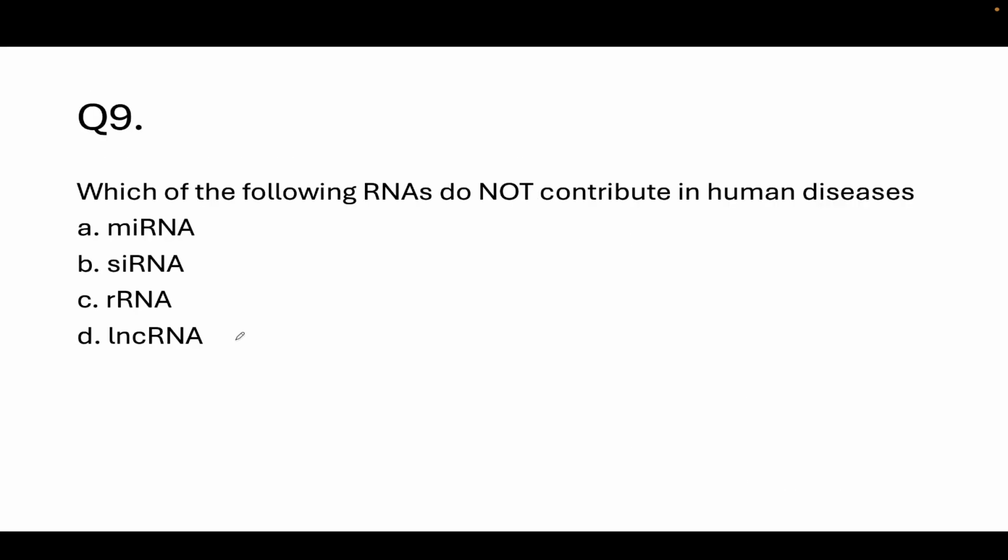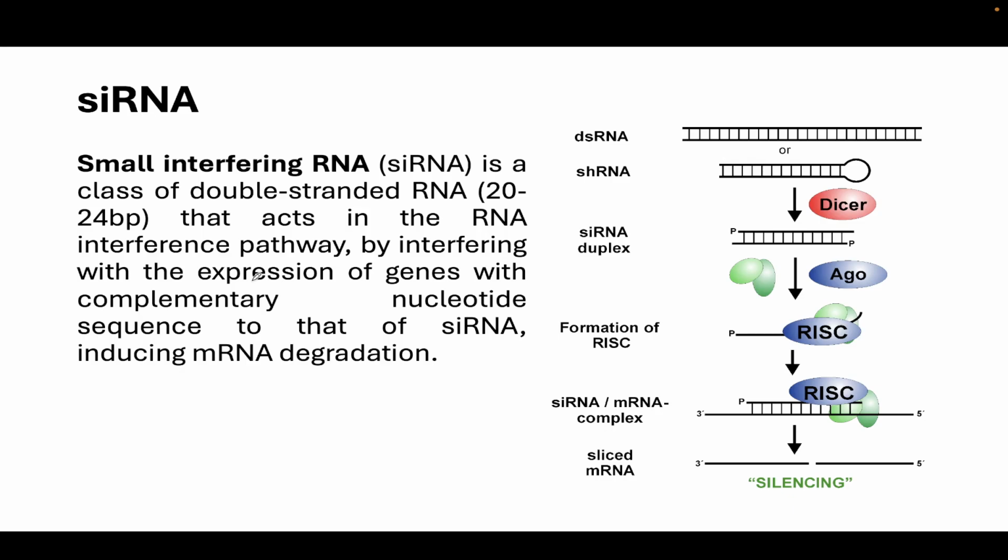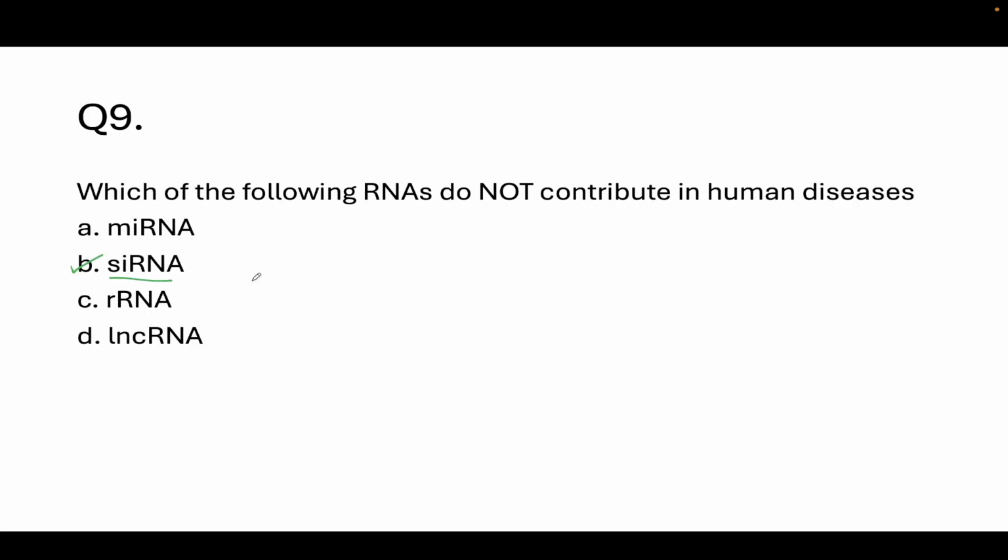Okay, so I got two answers, that is B and C. Some are siRNA or rRNA. So here is an answer, that is siRNA. Why is it? Can you tell me? Why is it siRNA which does not contribute in human diseases?